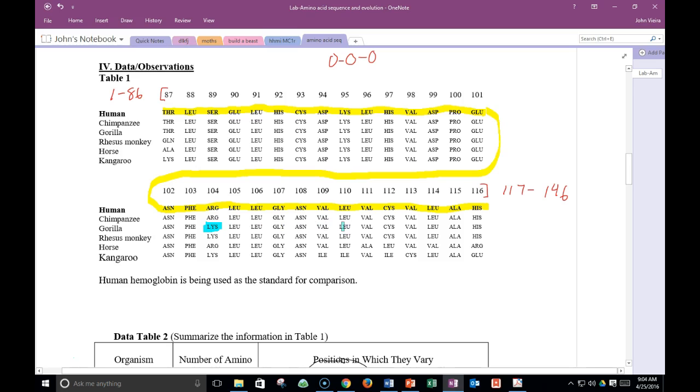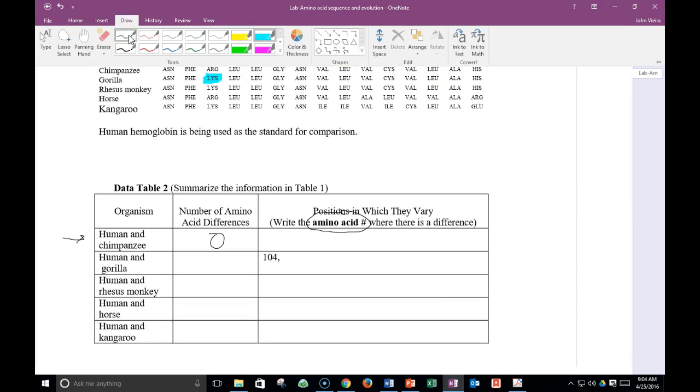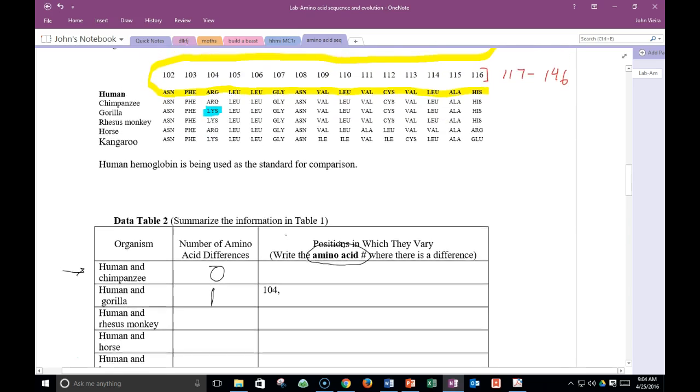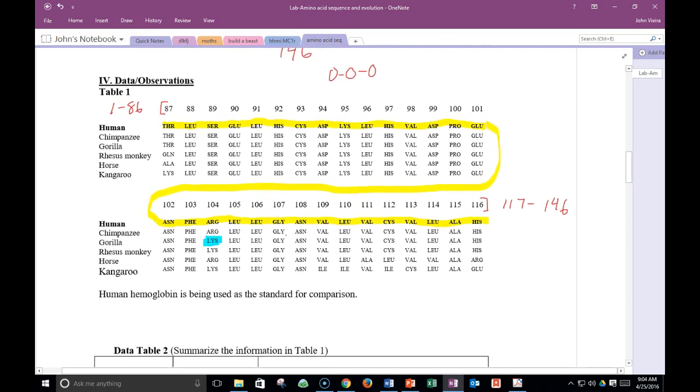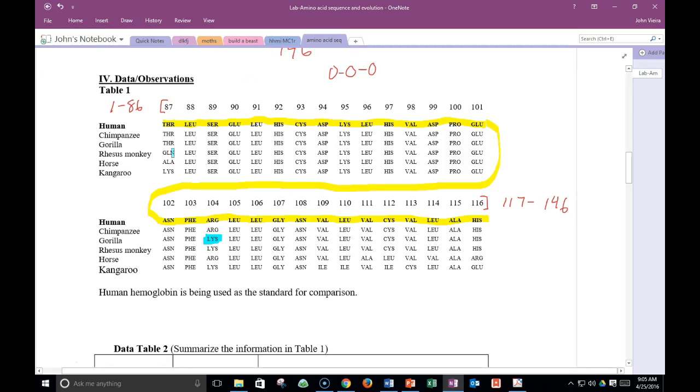I continue to see if there's any other ones. That's it. So you'll see that with humans and gorillas, there's one difference, and it's amino acid 104. Were there any other ones that I missed? No. And so for the rhesus monkey, you do the same thing. Right off the bat, look, the rhesus monkey, is there a difference? Right off the bat.